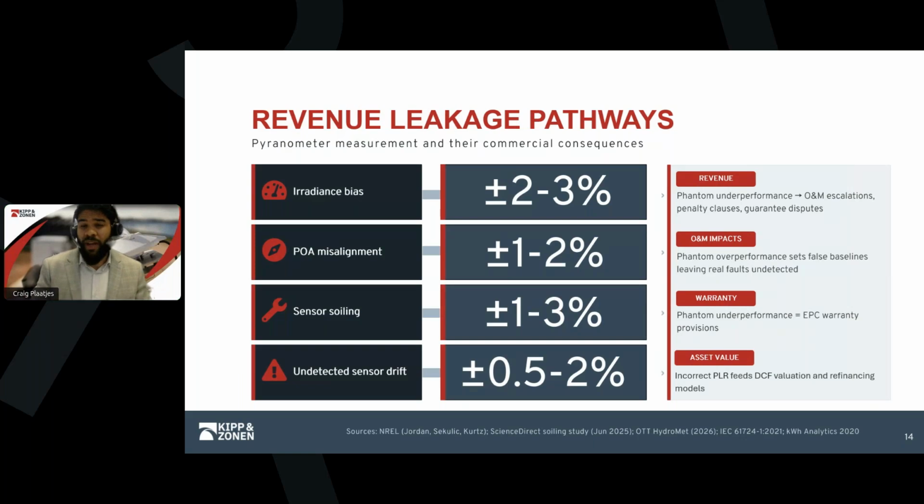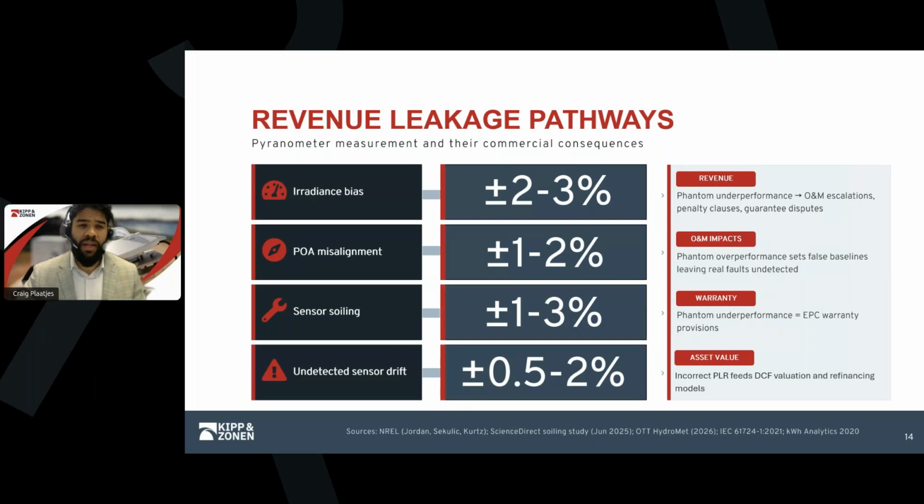So if you have phantom underperformance where the plant looks worse than it is, then you might trigger O&M escalations, or there might be penalty clauses, EPC warranty provisions that is ultimately sending money out of someone's pocket immediately. And if you have phantom overperformance where the plant looks better than it is, that sets a baseline and real faults go undetected. Soiling is not caught, degradation is understated, and the asset is valued above what it is actually sustaining.